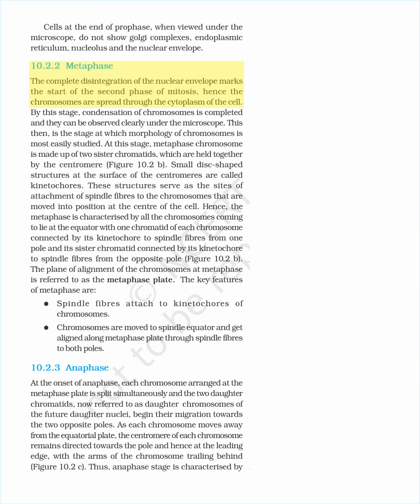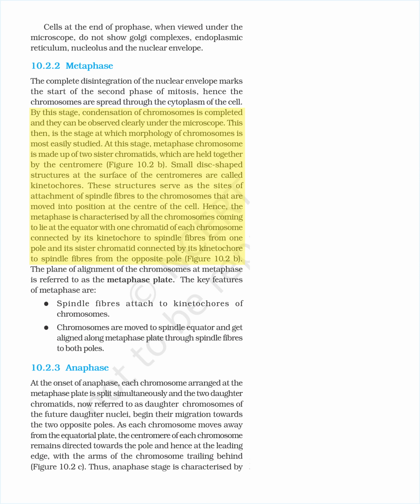10.2.2 Metaphase. The complete disintegration of the nuclear envelope marks the start of the second phase of mitosis, hence the chromosomes are spread through the cytoplasm of the cell. By this stage, condensation of chromosomes is completed and they can be observed clearly under the microscope. This then is the stage at which morphology of chromosomes is most easily studied.